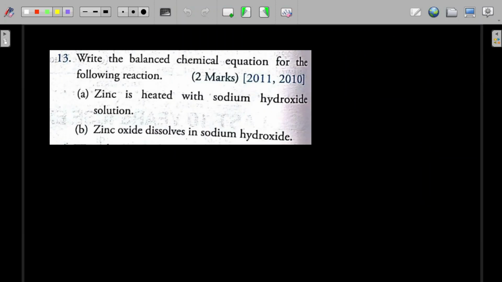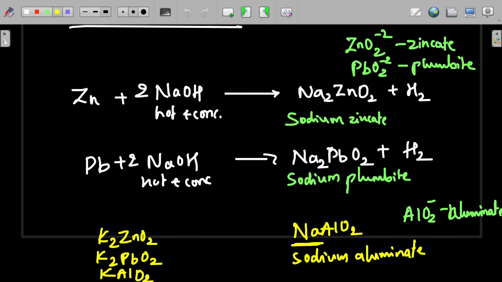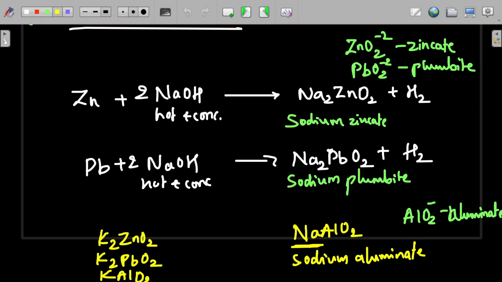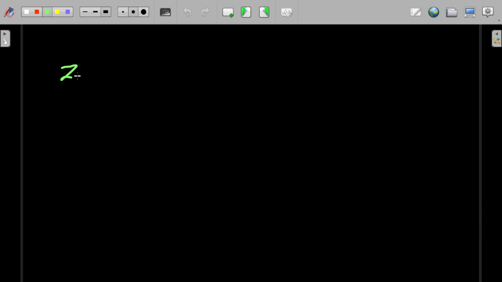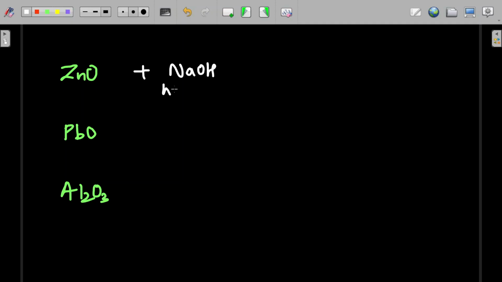Okay. Similarly, the amphoteric nature of these metal oxides of zinc, lead, and aluminium. So when we treat them with the same things, here zinc oxide, lead oxide, and aluminum oxide, these are amphoteric in nature. So we know they will react with bases, hot and concentrated. They will give you the respective salt and water.